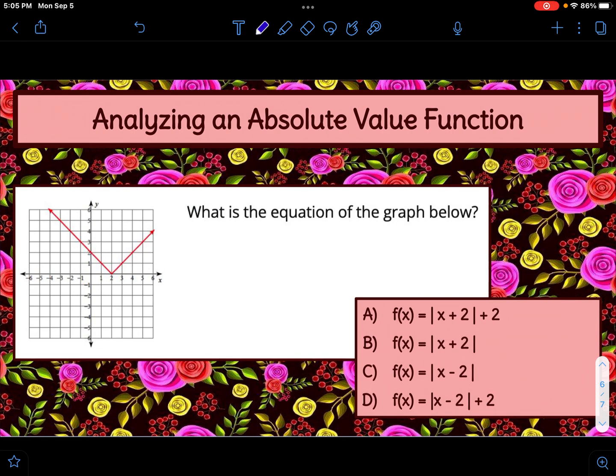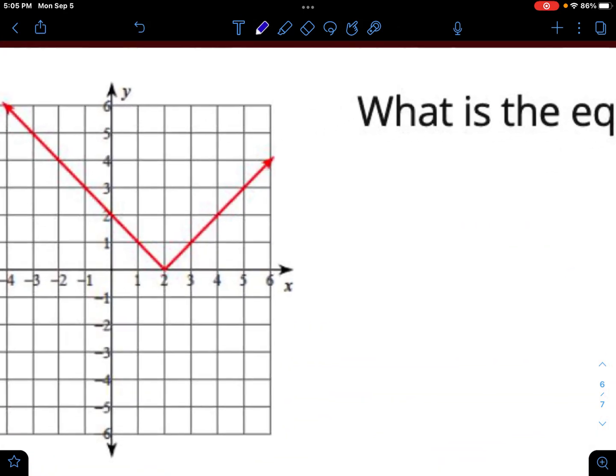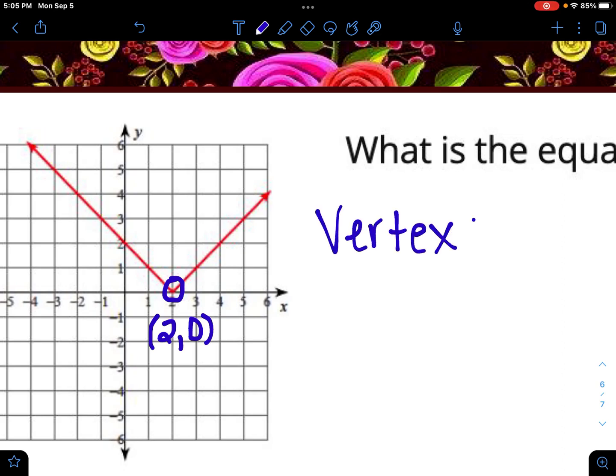Analyzing an absolute value function. So this time we're going to look at a graph and we're going to choose which of these equations matches the graph. So let's figure out some stuff about the graph first. Here is the vertex. That looks like 2, 0. It opens up.